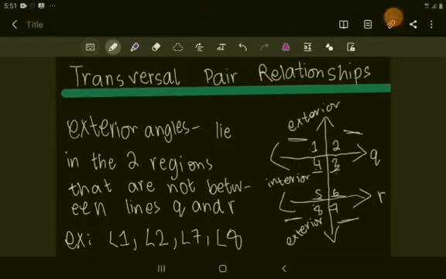The exterior angles lie in the two regions that are not between lines Q and R. Examples are angle 1, angle 2, angle 7, and angle 8. So they're basically outside of the plane, because angle 1 is outside of the plane, angle 2 is outside the plane, angle 8 is outside the plane, and angle 7 is outside. Interior is inside the plane and exterior is outside of the plane.